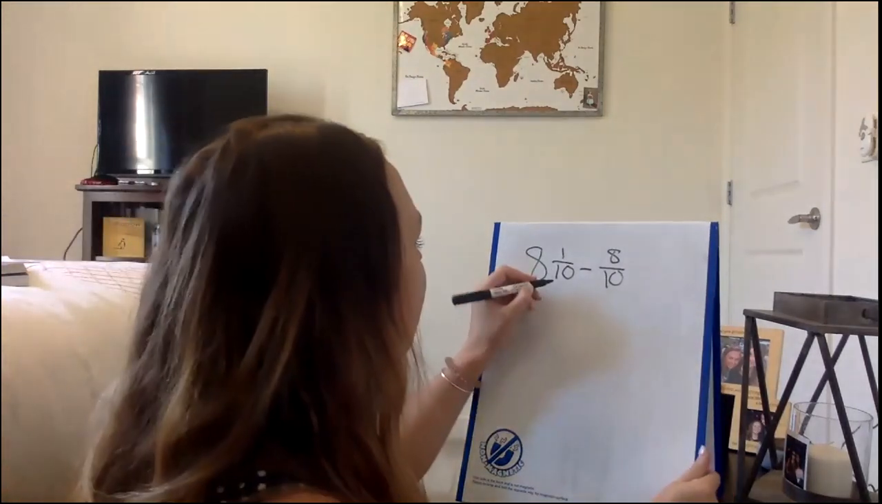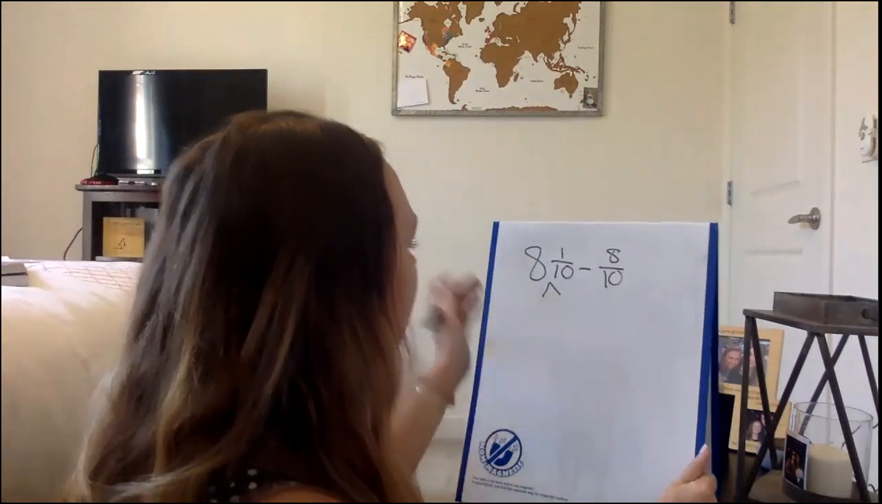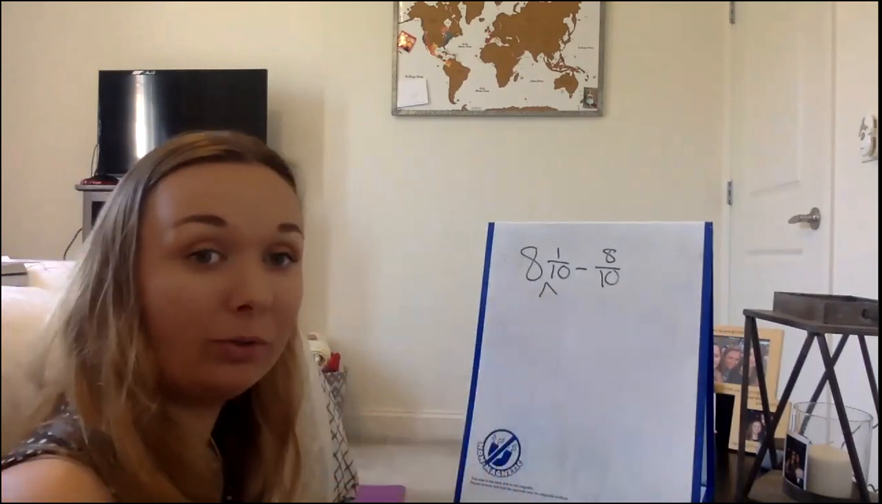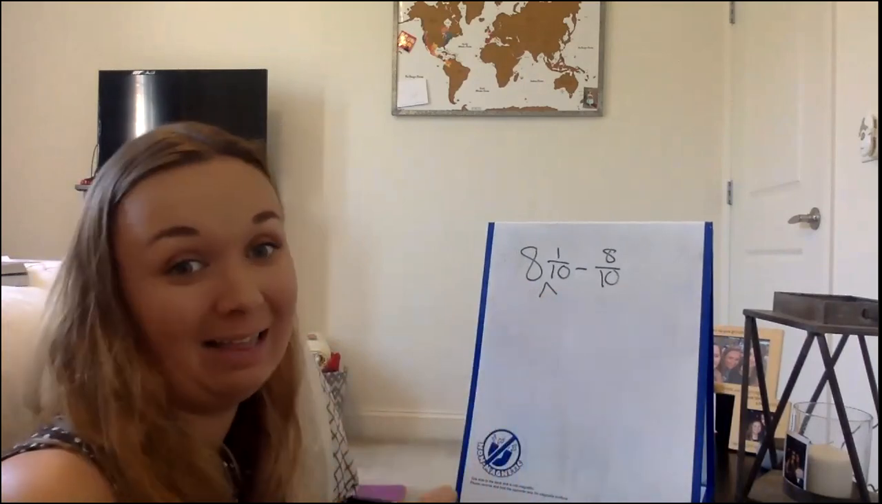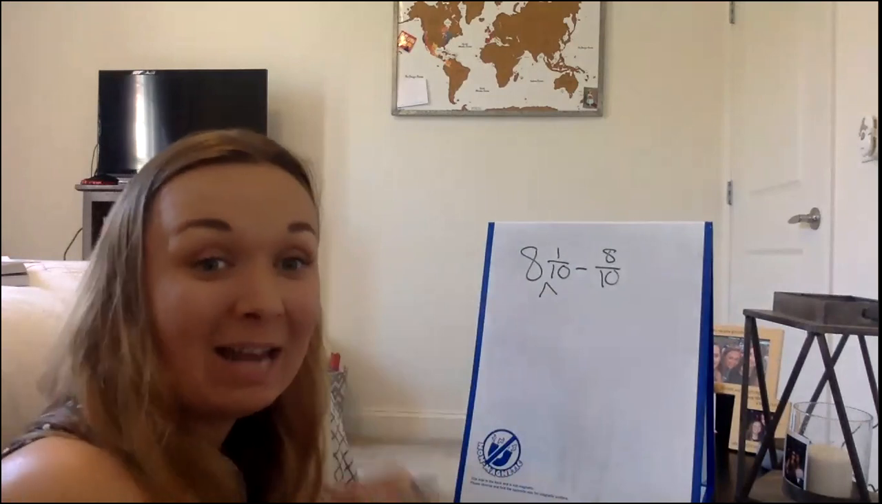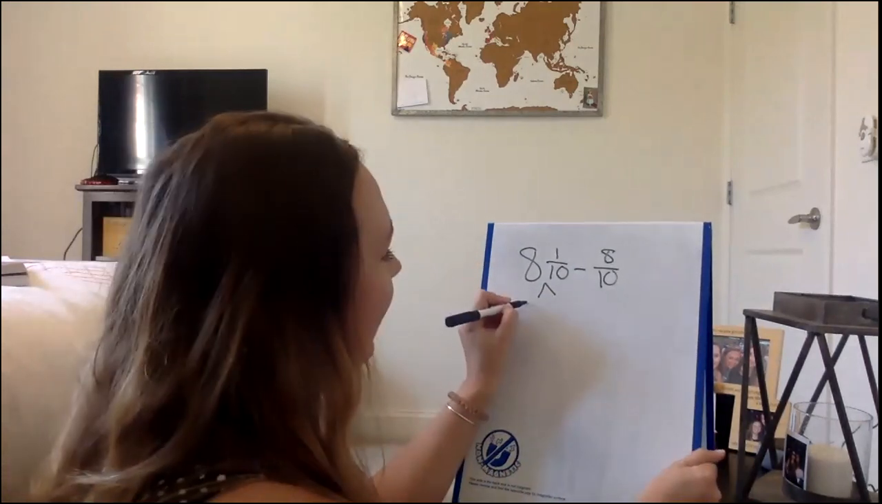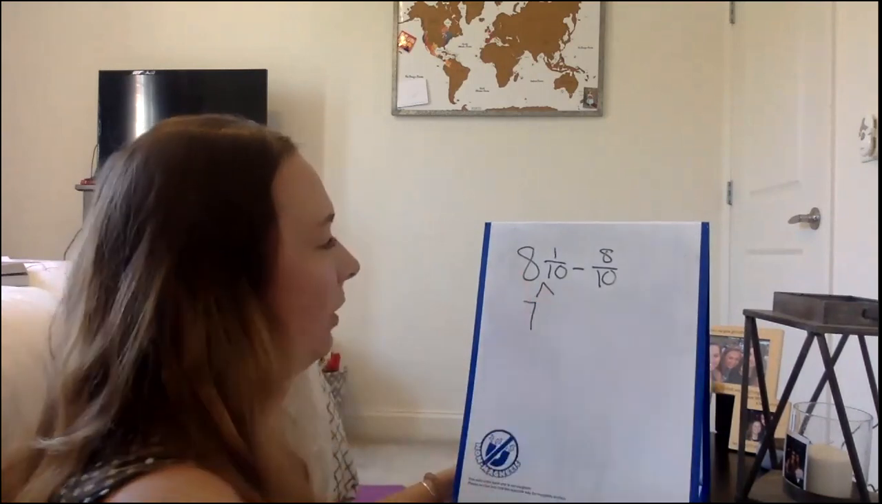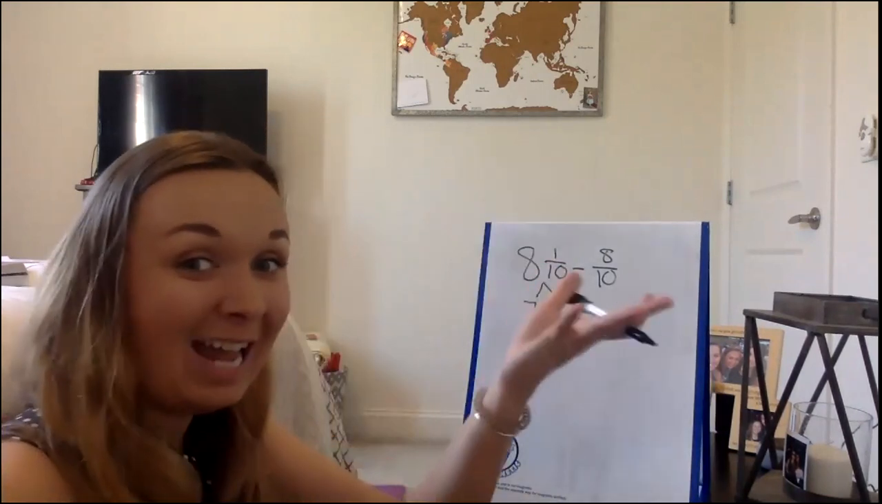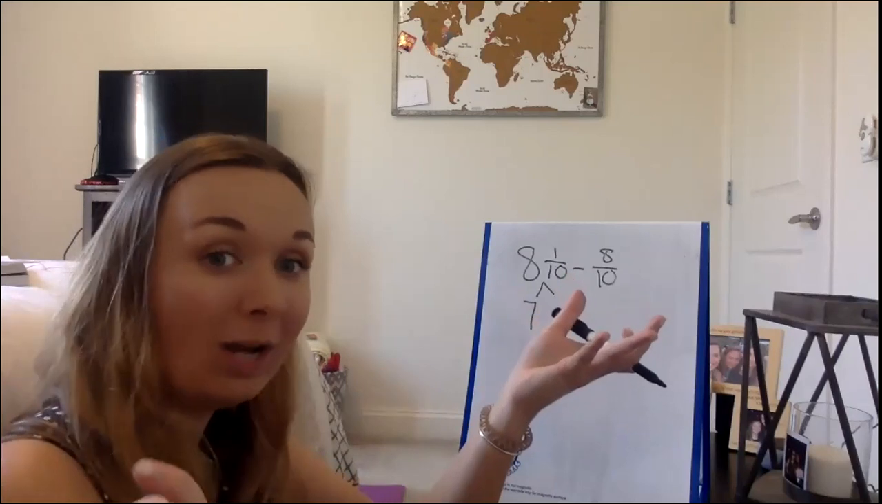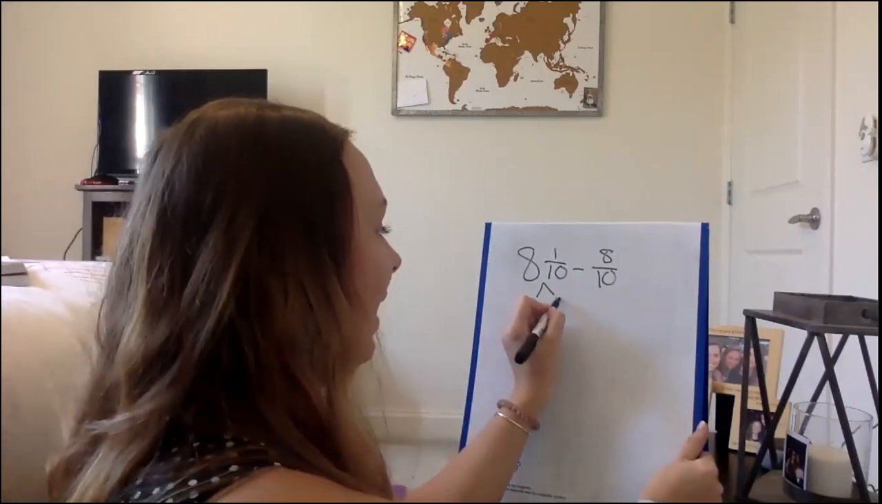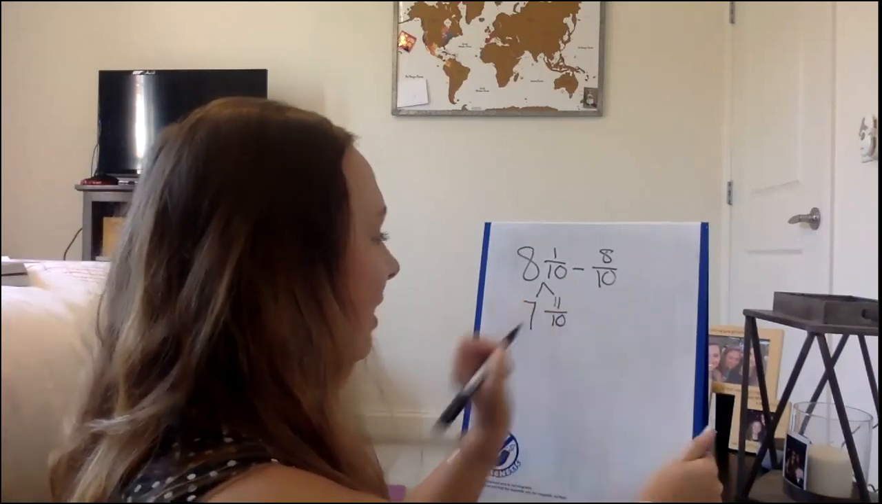So what I'm going to do is borrow from my whole. I'm going to take one of these wholes and I'm going to break it up into tenths. That's going to give me 10 more tenths because 10 tenths is a whole. So I'm only going to have 7 wholes now because I broke one of them up. And I have 10 tenths from the broken up whole and 1 tenth that I already had. So I have 11 tenths.